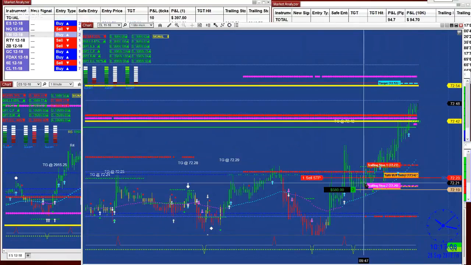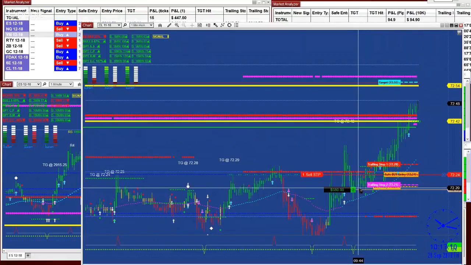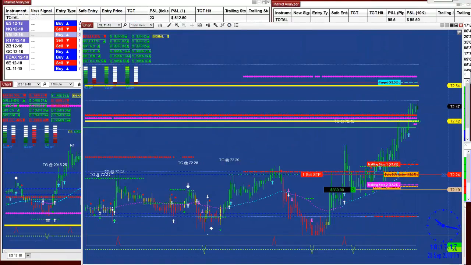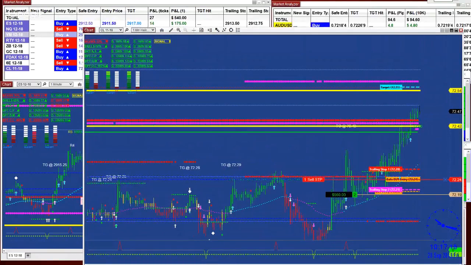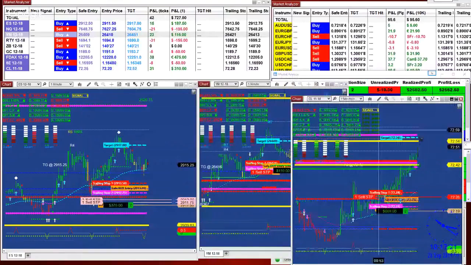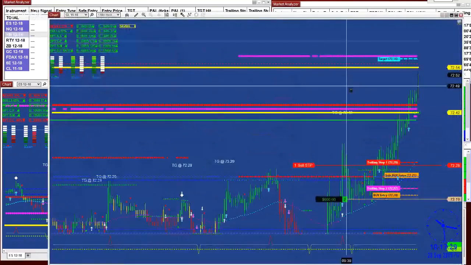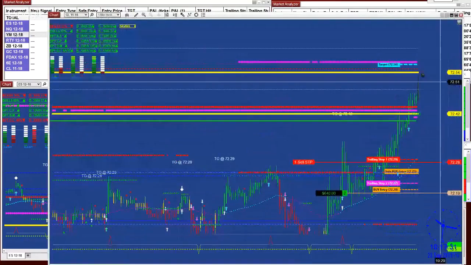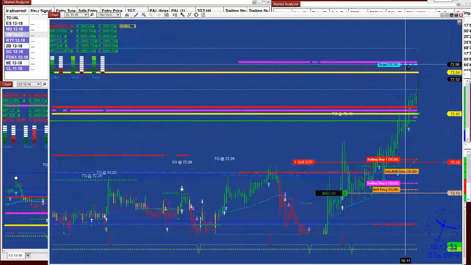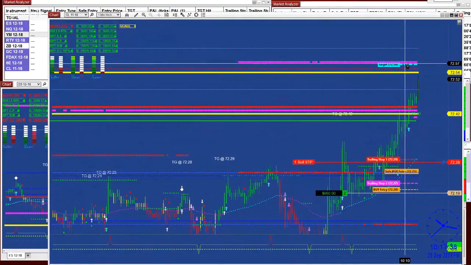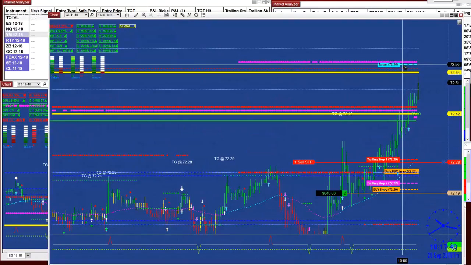So if we miss the train, we miss the entry. You know, welcome to trading. So just get ready for a new signal. That's all what I can say to you. Final destination on the CL with the system is 72.56. And then kiss it goodbye. It's over.